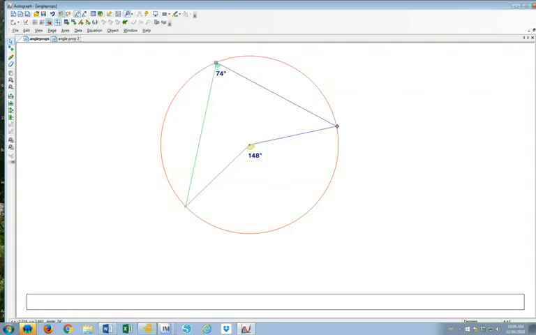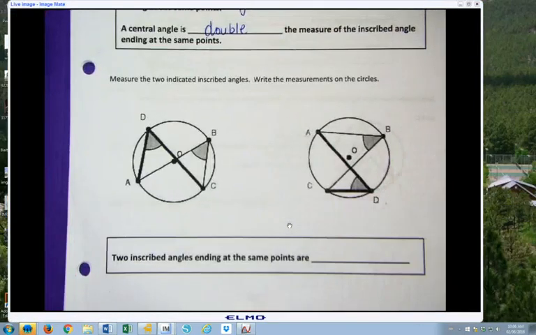If I put it right on the diameter, what do you see up here? Right? Doesn't matter where I put that inscribed angle. Doesn't matter, it's still going to be 90 degrees. Circle property number 2.